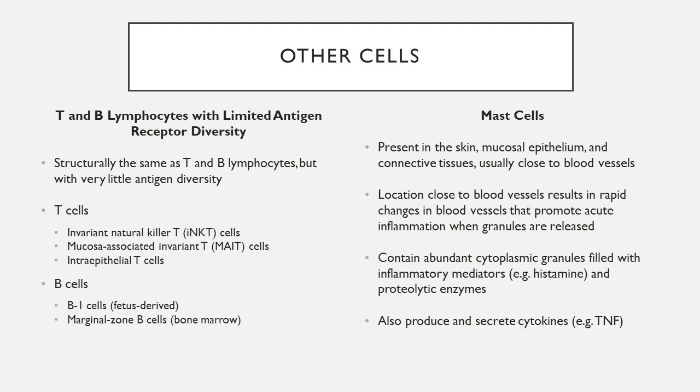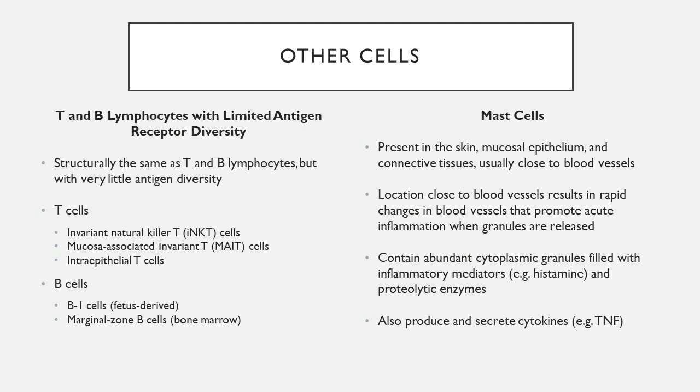Two other subtypes of the innate immune response that I like to talk about are classes of T and B lymphocytes and mast cells. Now, these T and B lymphocytes are unlike their adaptive cell siblings in that while they are structurally similar and they have T and B cell receptors, their antigen diversity is very limited.